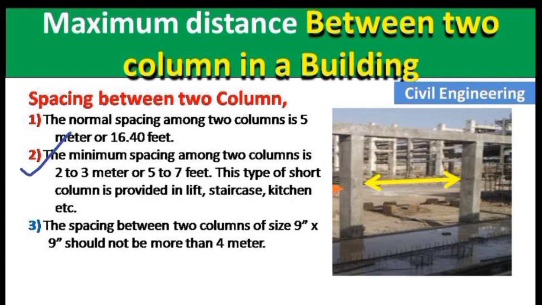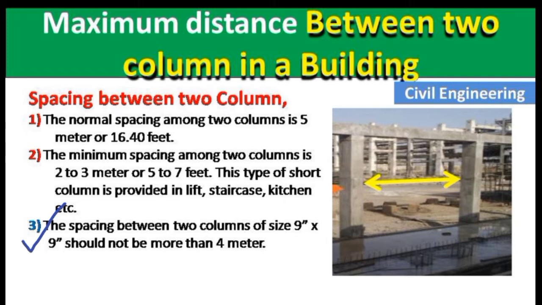Now second point is, the minimum spacing between two columns is 2 to 3 meter or 5 to 7 feet. These types of short spacing are provided in lift, staircase, kitchen, etc. So when we construct a lift or staircase, we have to provide the columns at the minimum distance. So how much should the minimum distance be? 2 to 3 meter or 5 to 7 feet.